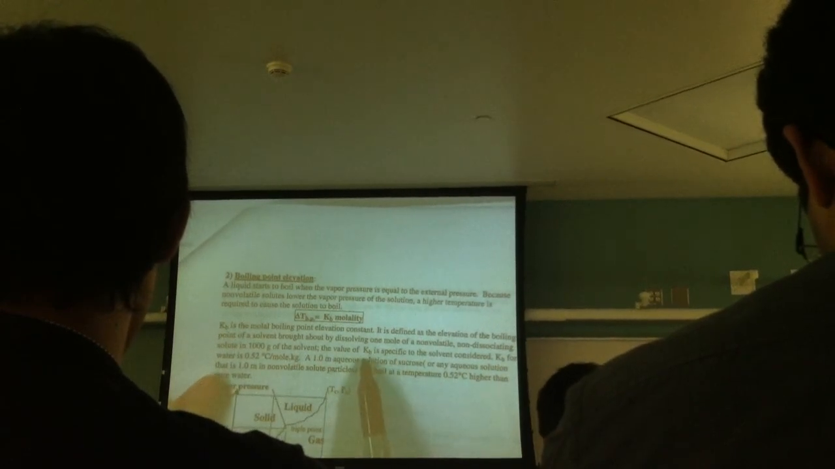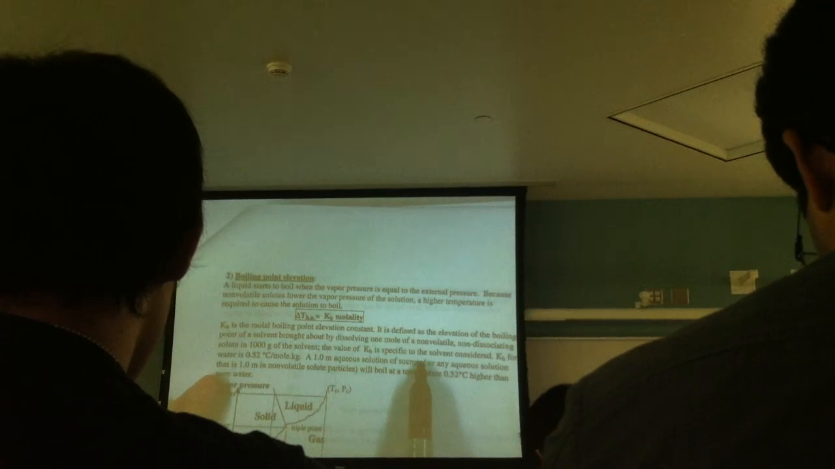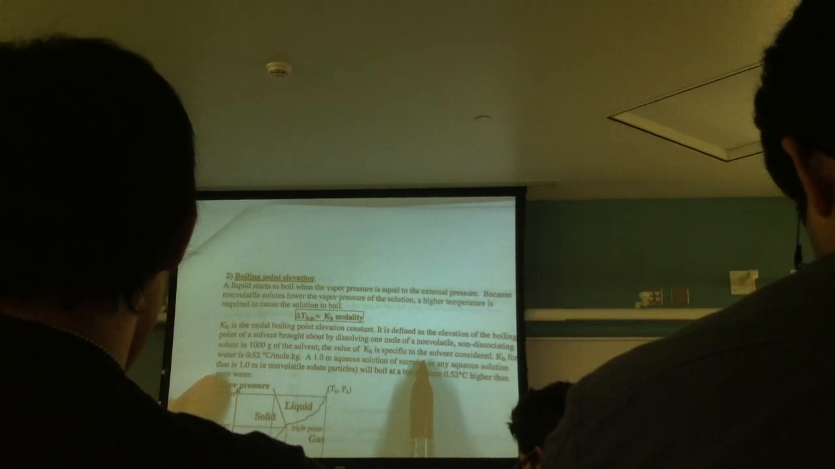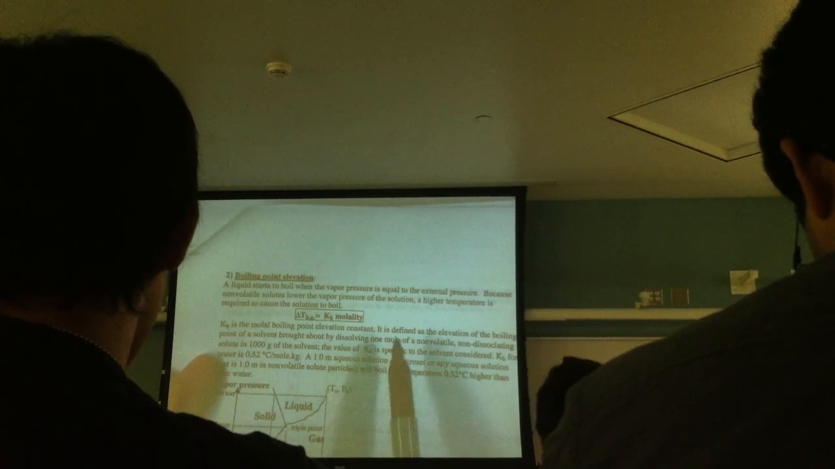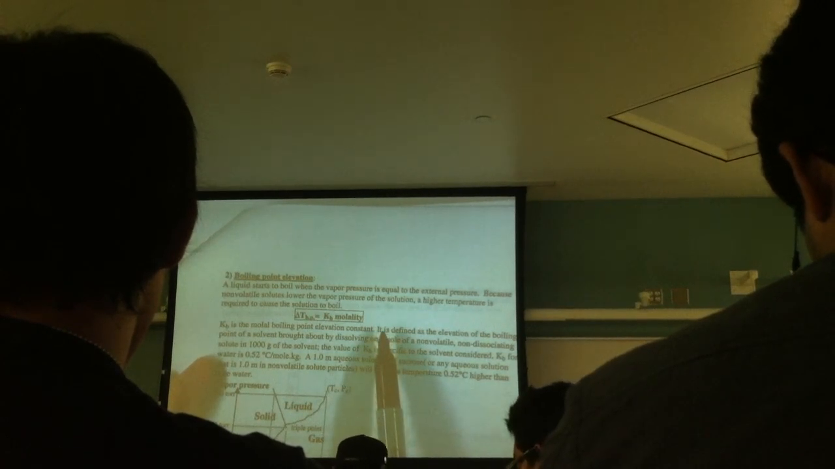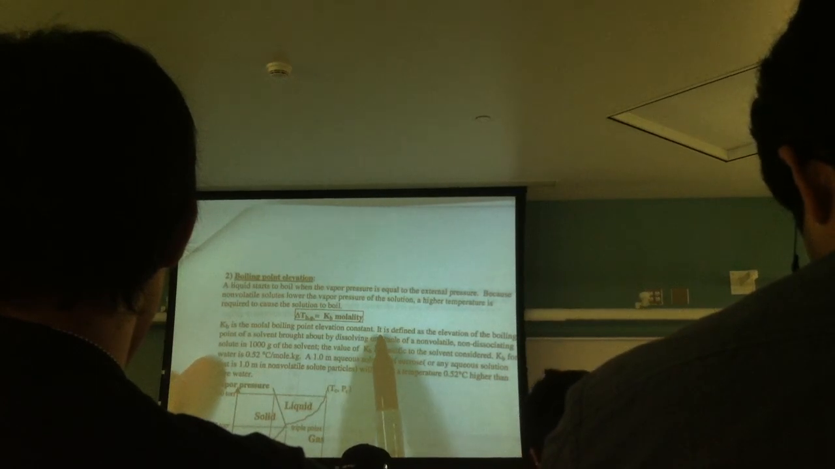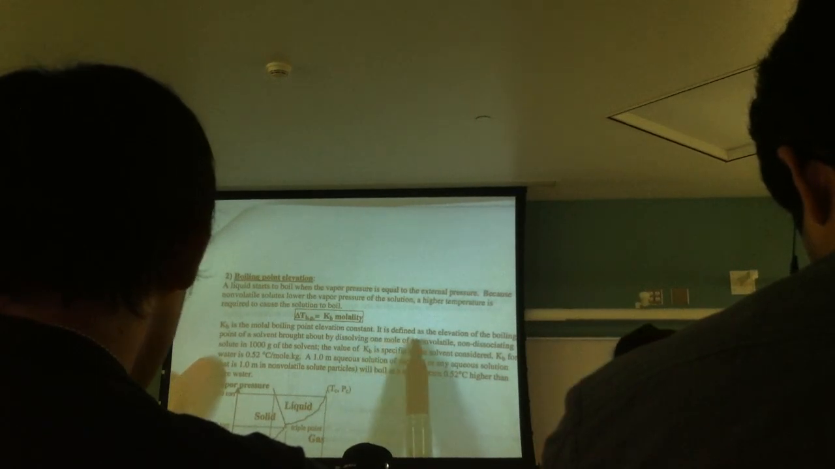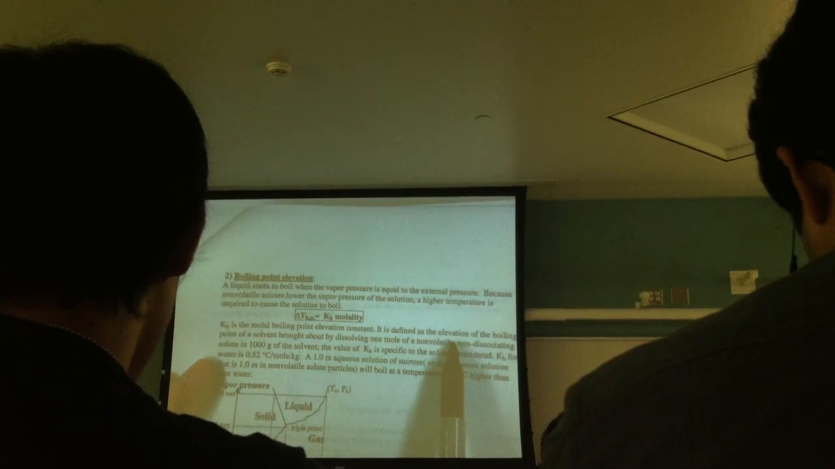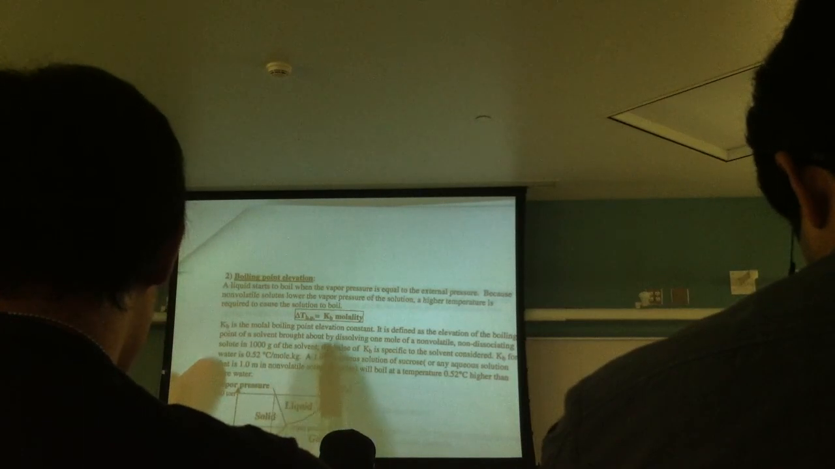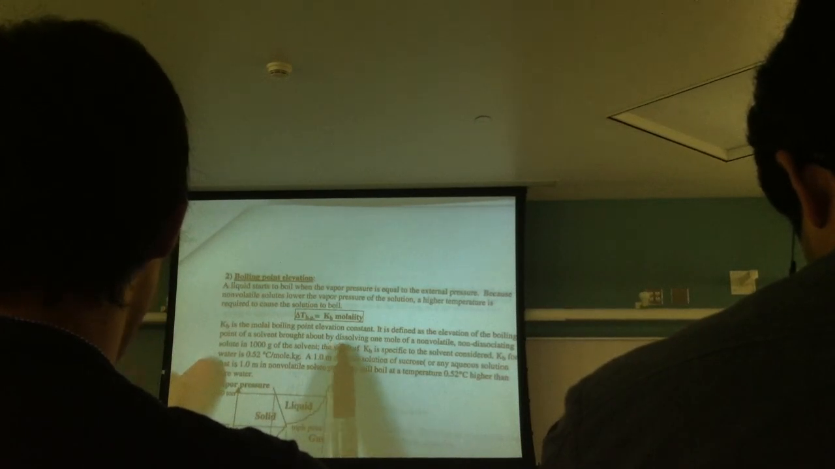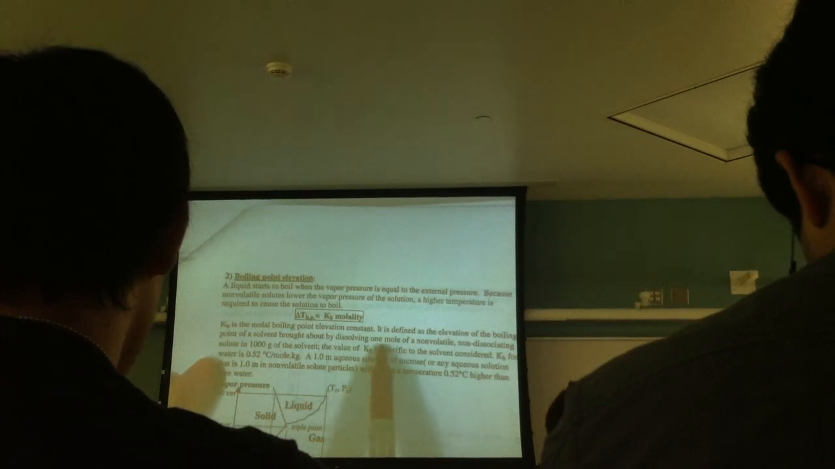They said K is specific to the solvent, which means what? Every solvent has its own value of K. Go up a little bit. Let's see how it is defined. K is defined as the elevation. Do you all understand what we mean by elevation? Increase. Elevation means increase in the boiling point of the solvent. Due to what? Watch this. Dissolving how many moles? 1 mole.